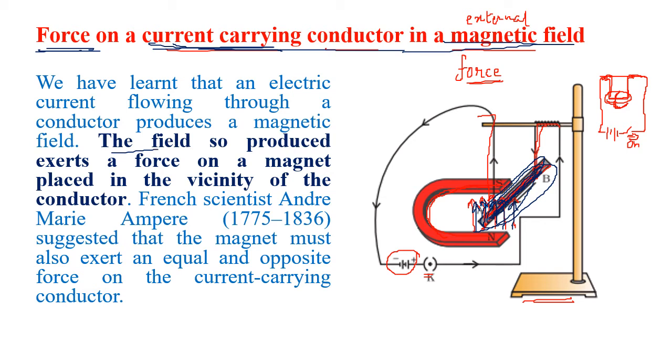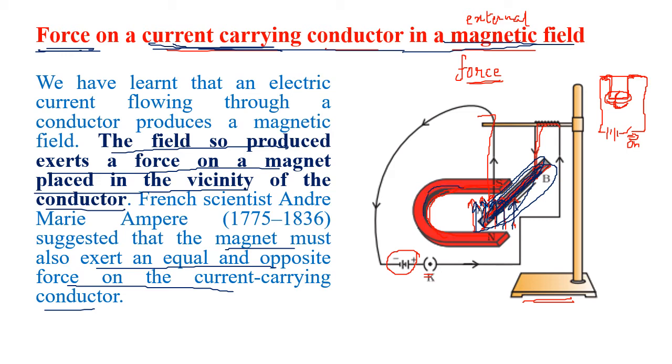So as written here, the field produced by the electromagnet exerts a force on a magnet placed in the vicinity of the conductor. Now we know Newton's third law, action and reaction. So since the field produced has a force on the magnet, the magnet must also exert an equal and opposite force on the current carrying conductor. Now which one will move? The one which has less inertia will move.